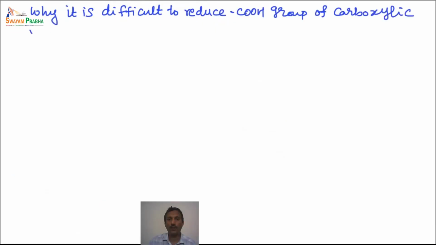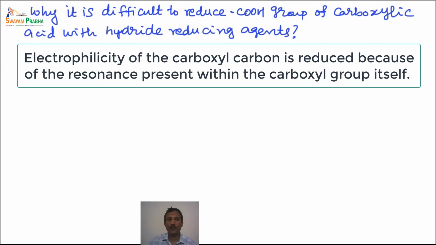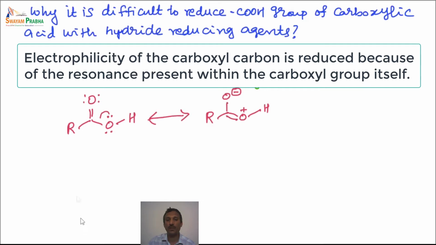Why is it difficult to reduce the carboxylic acids or the COOH group using hydride reducing agents? The answer is actually due to the resonance delocalization of the carboxylic acid. Due to the delocalization, the electrophilicity of the carbonyl carbon is actually reduced. So in the resonance structure, what we see here is the lone pair is shifted to this double bond, and the electronegative oxygen pulls the electron towards itself. So we have a double bond from carbon to oxygen, the oxygen is having a positive charge and this oxygen is having a negative charge.